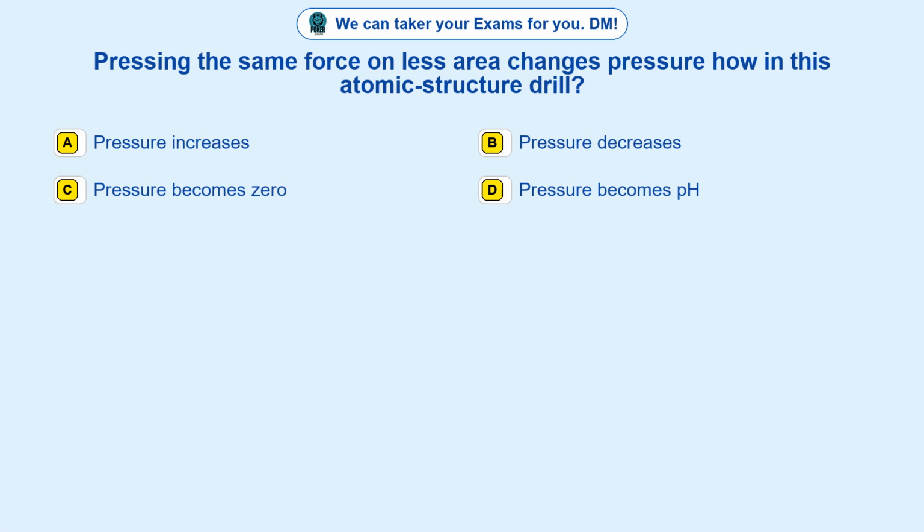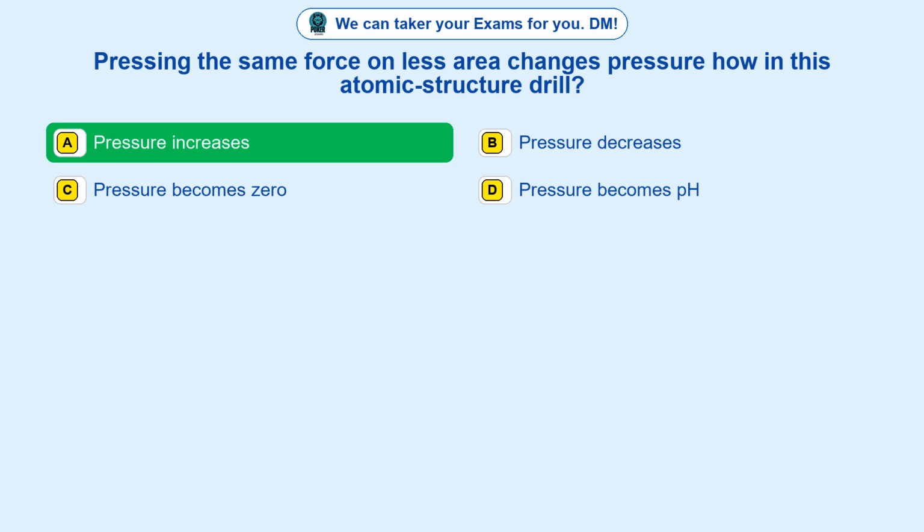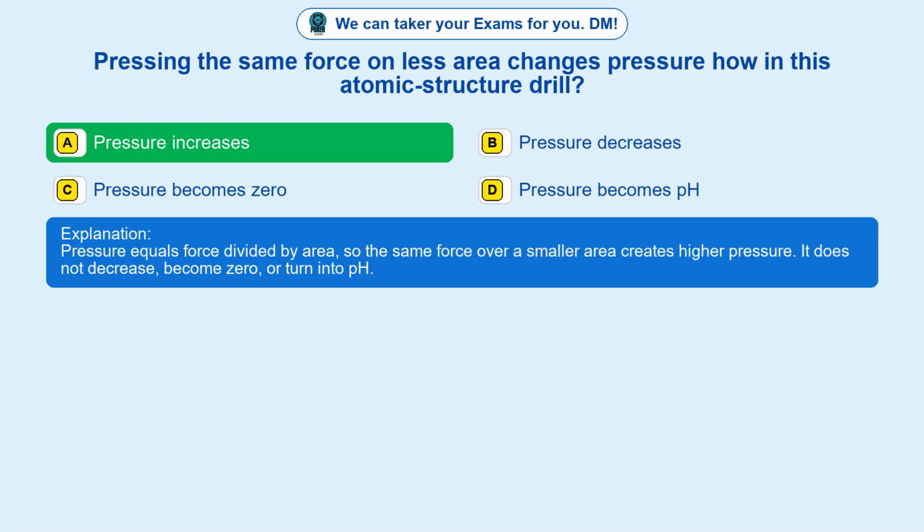Question 79. Pressing the same force on less area changes pressure how in this atomic structure drill? Option A, pressure increases. Option B, pressure decreases. Option C, pressure becomes zero. Option D, pressure becomes pH. The correct answer is option A. Pressure increases. Pressure equals force divided by area, so the same force over a smaller area creates higher pressure. It does not decrease, become zero, or turn into pH.